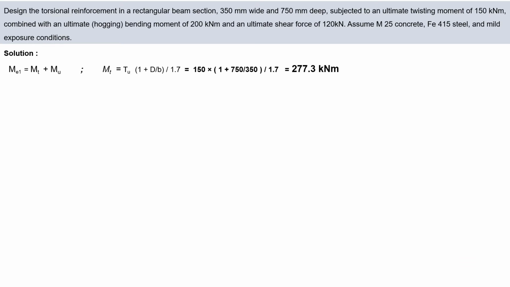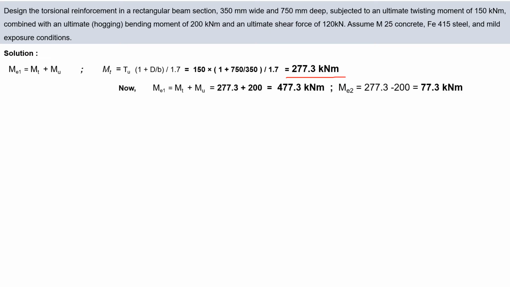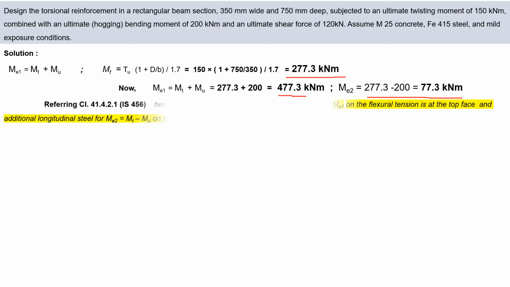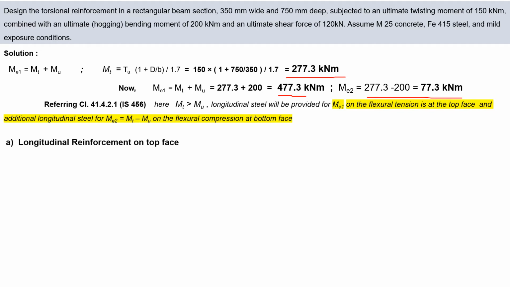Now carrying forward this numerical, MT we have calculated as 277.3, and ME1 we have already calculated, that is 477.3 kilonewton meter, and ME2 is 77.3 kilonewton meter, that is the balance moment. Now again the same guideline which we have already discussed. First of all, let us design the longitudinal reinforcement which we have to provide on the top face. That means we have to provide this reinforcement for taking care of this moment ME1. So ME1 is 477.3 kilonewton meter.